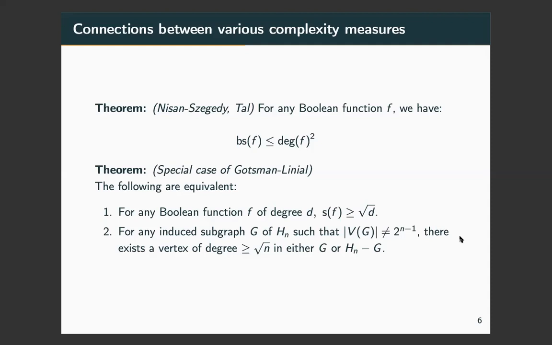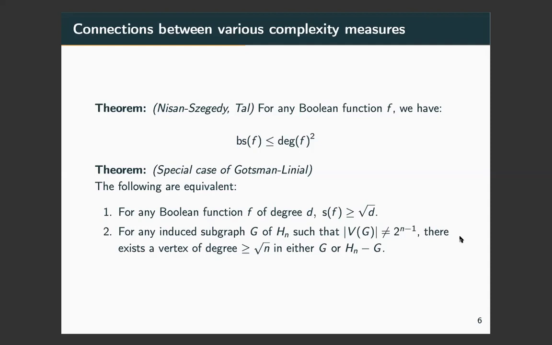Also in 92, it was shown by Gotsman and Linial that the following two statements are equivalent. The first statement being that the sensitivity of a function is lower bounded by square root of the degree of the function. And the other statement being that in any induced subgraph G of the hypercube with strictly more than half of the vertices, that is more than 2^(n-1) vertices, there exists a vertex with degree greater than or equal to root n in either G or its complement.